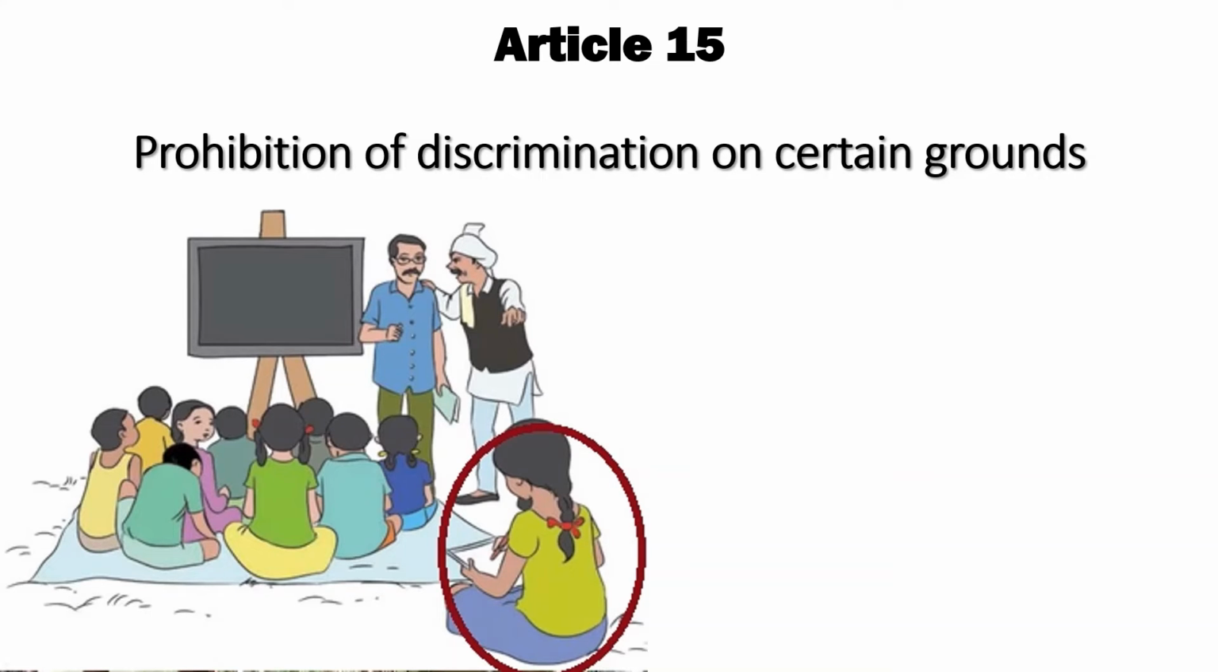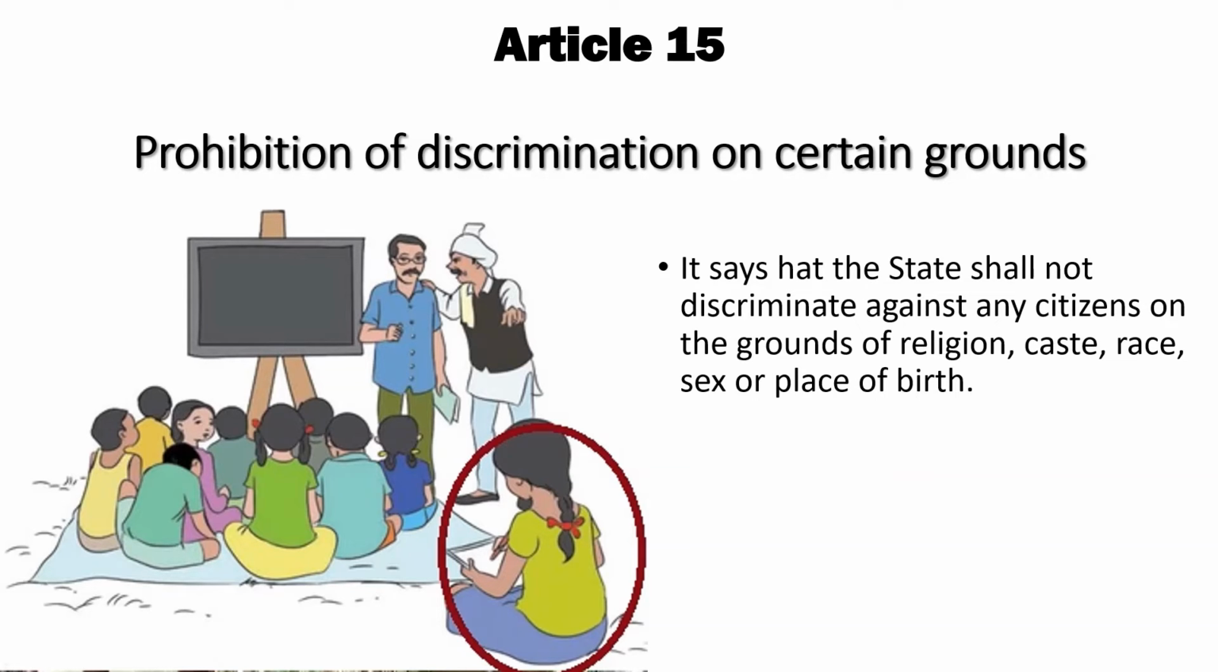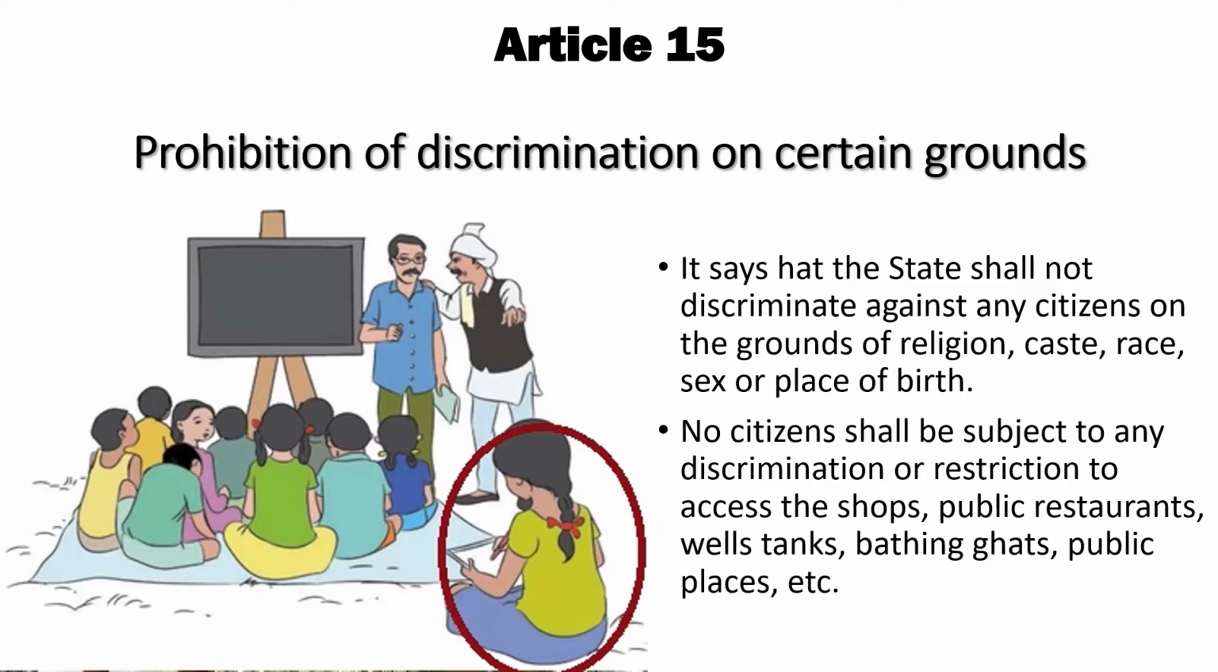Article 15 deals with the prohibition of discrimination on certain grounds. Article 15 provides that the state shall not discriminate against any citizen on grounds only of religion, race, caste, sex, or place of birth. The second provision of Article 15 says that no citizen shall be subjected to any disability, liability, restriction, or condition on grounds only of religion, race, caste, sex, or place of birth with regard to access to shops, public restaurants, hotels, and places of public entertainment, or the use of wells, tanks, bathing ghats, roads and places of public resort maintained wholly or partly by the state funds or dedicated to the use of the general public.